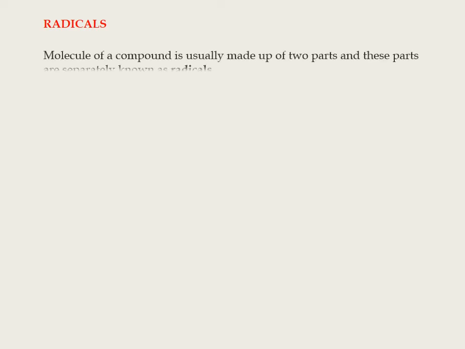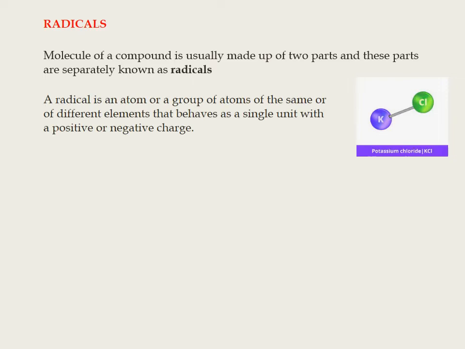Radicals. The molecule of a compound is usually made up of 2 parts. These parts separately are known as radicals. Let's take the example of the molecule potassium chloride, which has two parts, potassium and chloride. So potassium is one radical and chloride is the other radical. So a radical is an atom or a group of atoms of the same or different elements that behave as a single unit with a positive or negative charge.